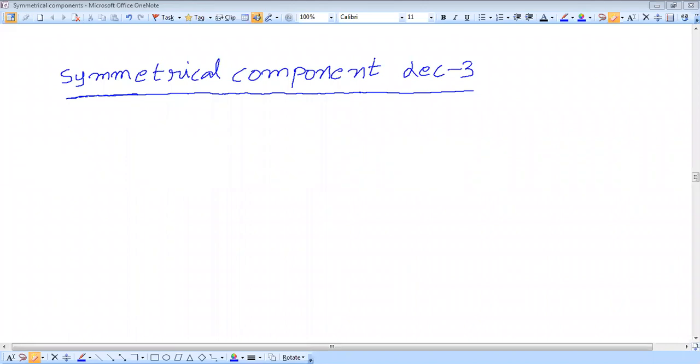Hello everyone. In the last class, we discussed the symmetrical components in lecture 2: what the symmetrical components are in detail, what the positive sequence component is, what the negative sequence component is, what the zero sequence component is, the vector diagrams, and we also discussed the operator K.